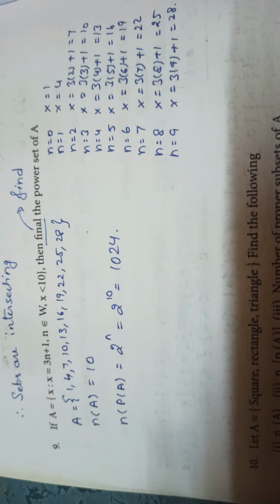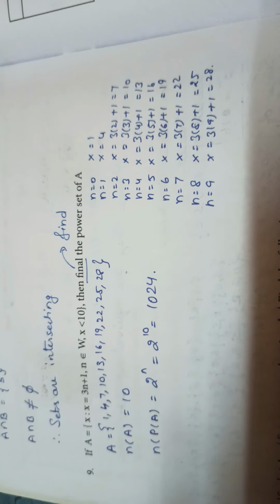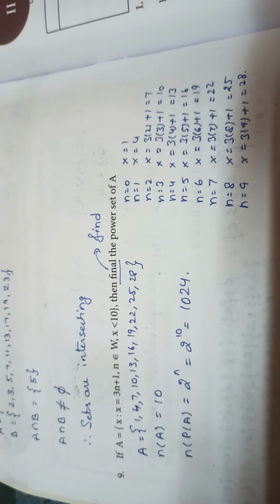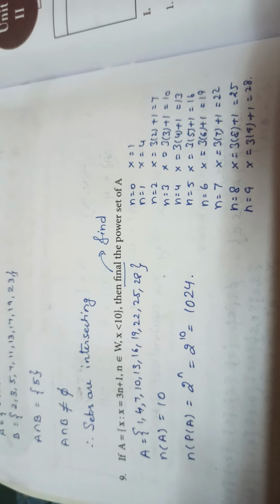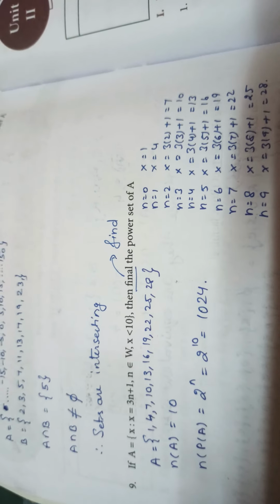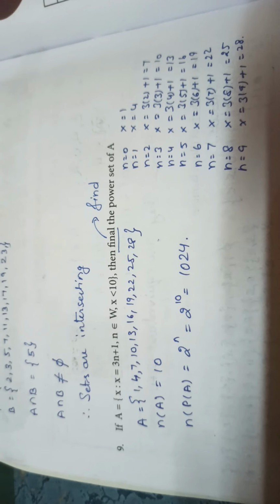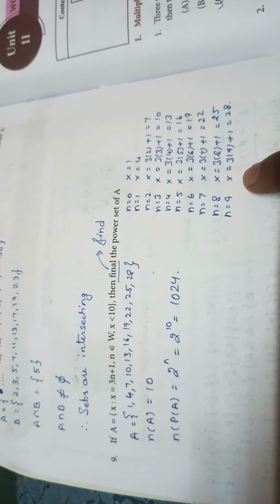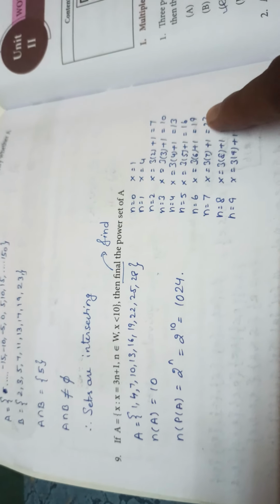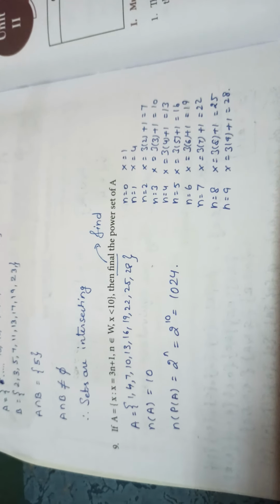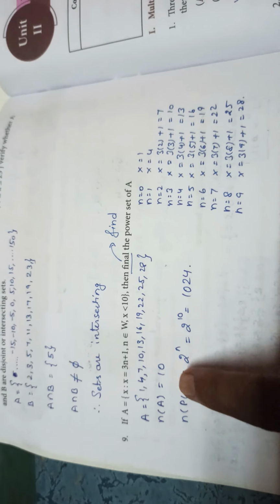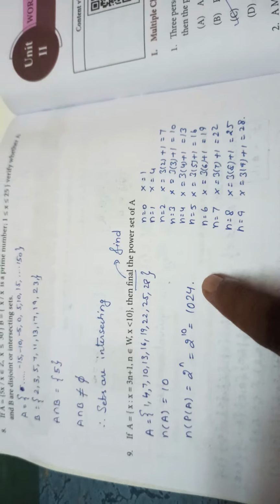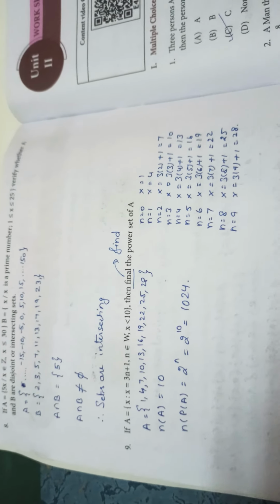Next part we come to, this is quite lengthy. Question number 9, A is equal to x such that x equals 3n plus 1, where n is a whole number, x is less than 10. Find the power set of A. So as you can see, A is equal to, we get the numbers after the calculation here, 1, 4, 7, 10, 13. So as you can check the calculation, n of A is equal to 10, n of P of A is equal to 2 power 10. 2 power 10 is nothing but 1024.